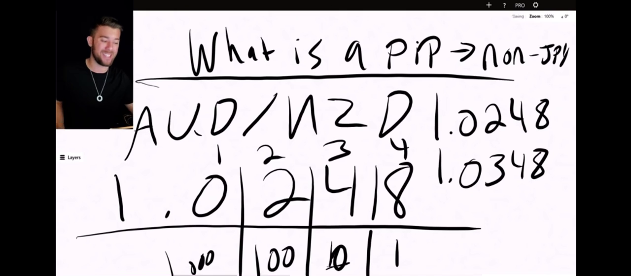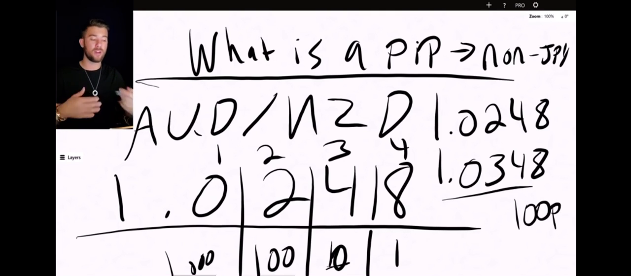But in this case of the Aussie New Zealand, from 1.0248 to 1.0348, which one of these numbers changed? It wasn't our ones at all, was it? Our ones was an 8, it's still an 8. It wasn't our tens, it was a 4, it's still a 4. Was it our 100s? It was a 2, it is a 3. So therefore, this market moved 100 pips. Going from 2 to 3 would mean that we moved a total of 100 pips here on the Aussie New Zealand.